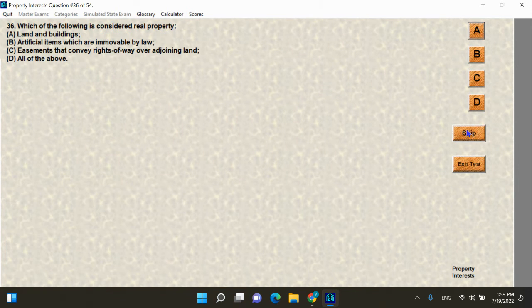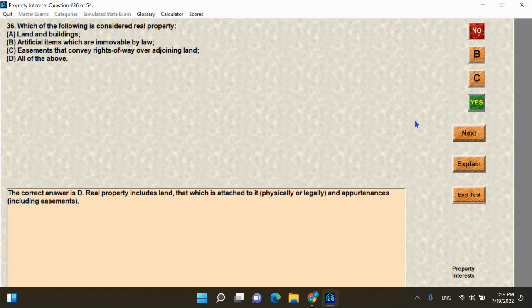Number 36. Which of the following is considered real property? A. Land and buildings. B. Artificial items which are immovable by law. C. Easements that convey rights of way over adjoining land. D. All of the above. The correct answer is D. Real property includes land, that which is attached to it physically or legally, and appurtenances, including easements.